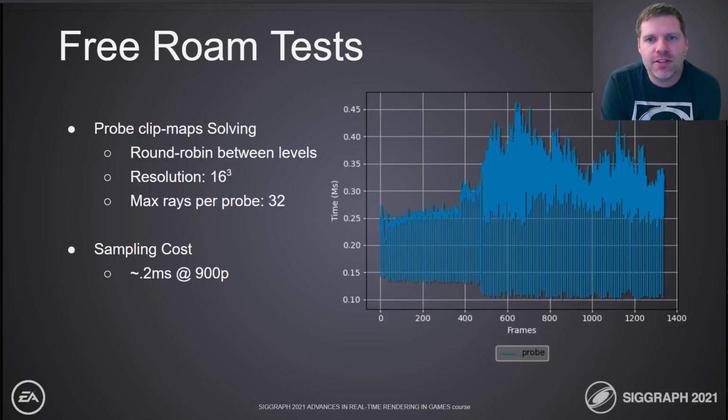And finally, here's an example of the cost to solve our clip map probes. This follows the same route as the previous free roam tests. We have a 3-level clip map, and the cost is very reasonable. We cycle which clip map we solve every few frames. The 3rd clip map is the cheapest, as it has the most ray misses, as can be seen in the graph. It's hard to judge performance of the sampling cost of the probes, as it depends on the number of transparent pixels. But if we were to sample every pixel full screen at 900p, this is roughly 0.2 milliseconds.